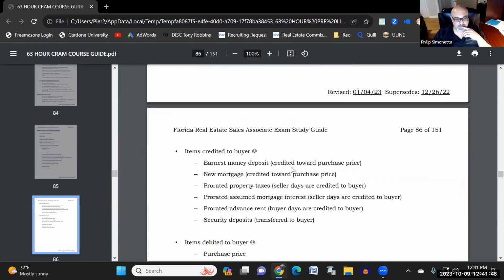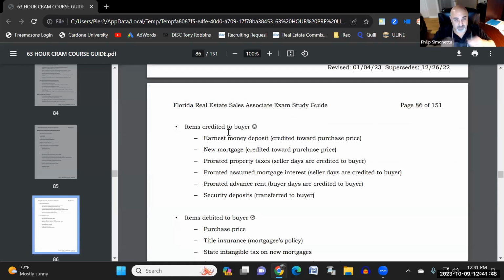Okay. Items that are credited to the buyer. These items will be credited to the buyer. The earnest money deposit, like the deposit they put down, will be credited towards the purchase price. The new mortgage, which is credited towards the purchase price. Prorated property taxes, that's coming from the seller. Prorated assumed mortgage interest will be coming from the seller. Prorated advance rent will be coming from the seller. And security deposits will be coming from whoever has the deposit, right?